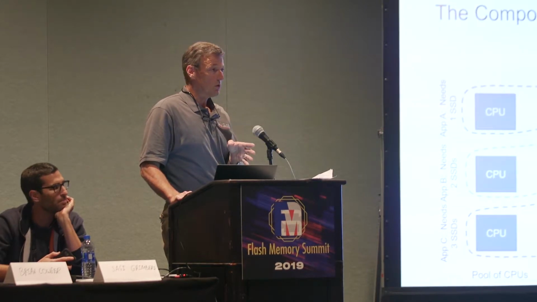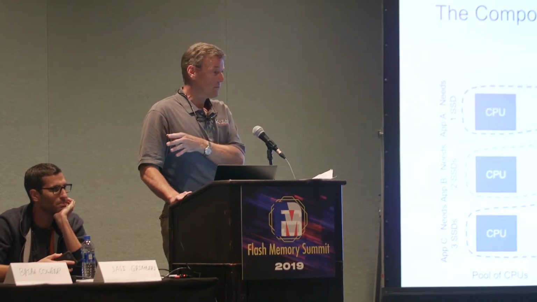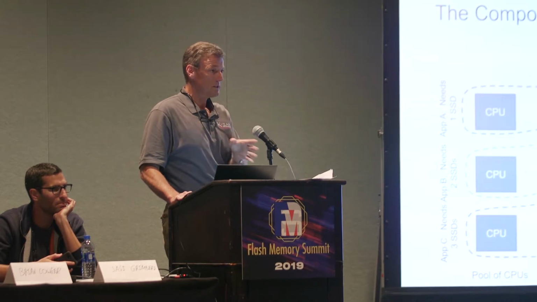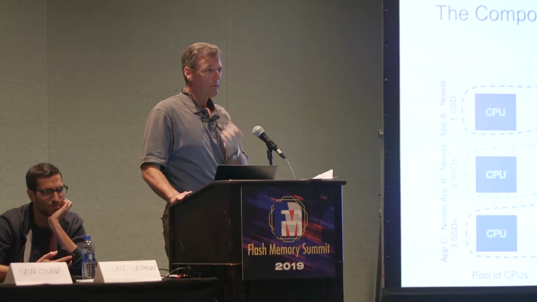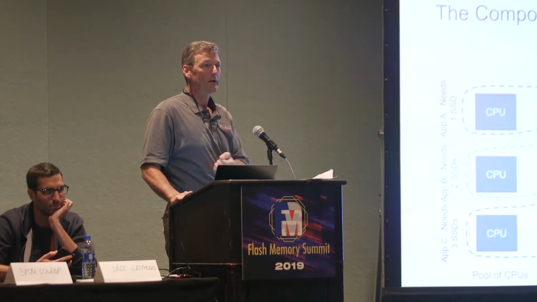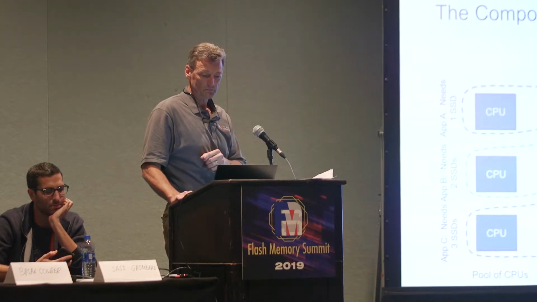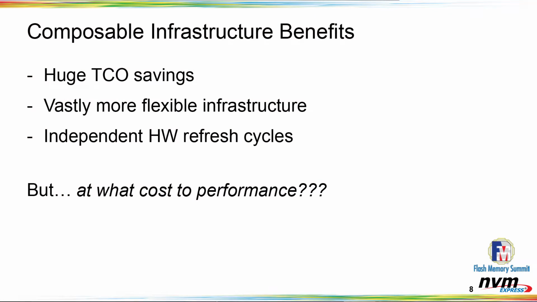You've minimized the dark flash. You're buying storage only as you need it. It's very easy to roll in more racks of storage as you need it, plug it in, and it's there in that pool ready to expand to as needed. And the OpEx savings comes because you're only powering the SSDs that you need. You're not powering all that dark flash. Okay, so that's the idea of composable infrastructure.